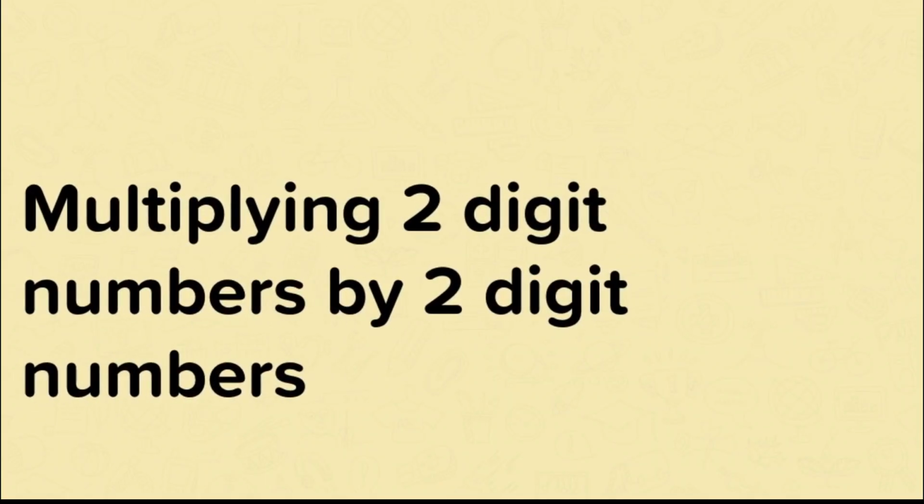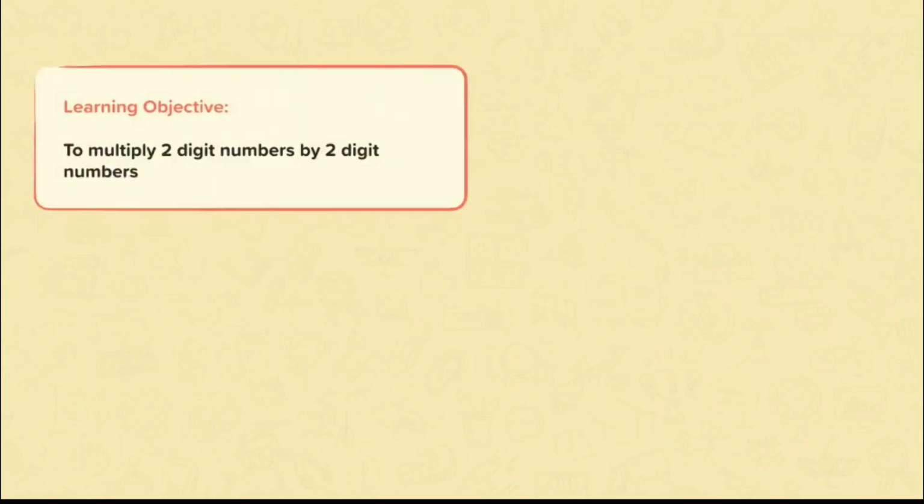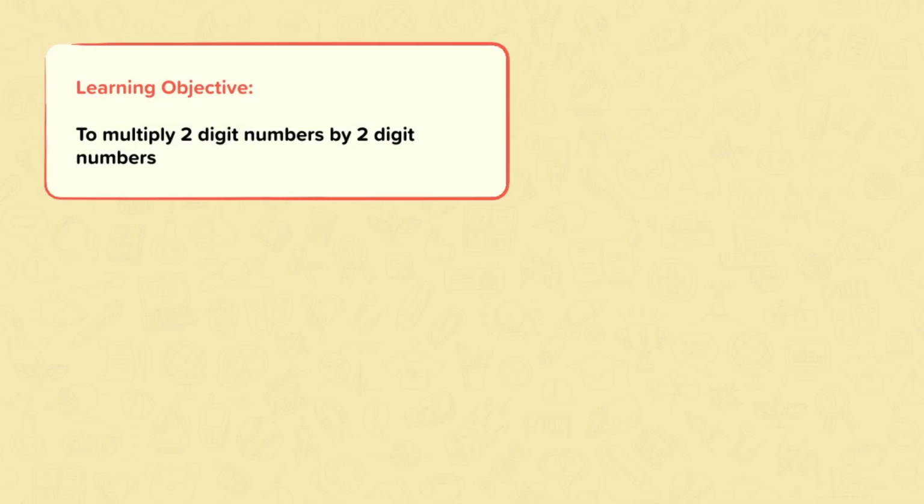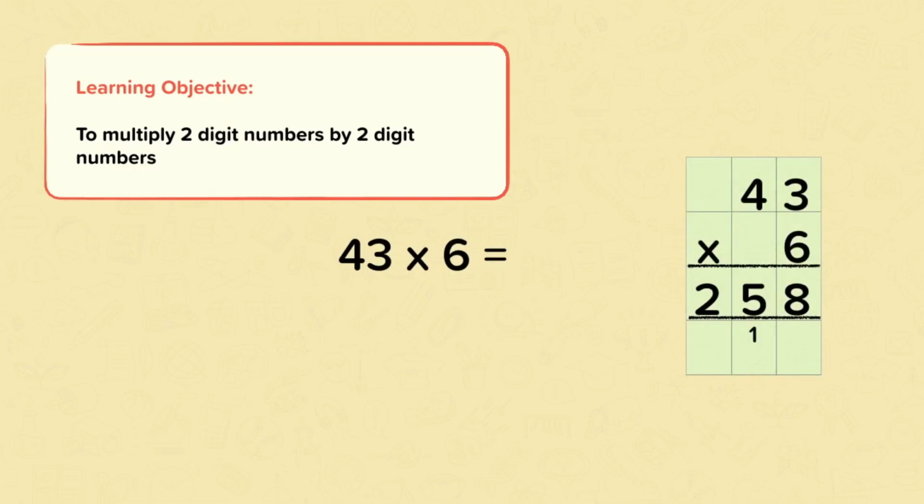Multiplying two-digit numbers by two-digit numbers. In this nugget, the learning objective is to multiply two-digit numbers by two-digit numbers. It's quite straightforward to multiply by one digit using the written method, but what about when you're multiplying a number by a two-digit number? For this, you'll need to use a slightly different method called long multiplication.